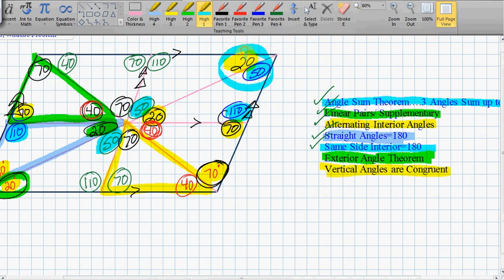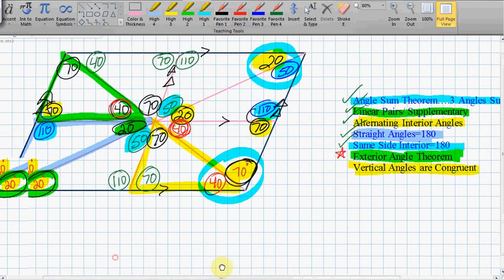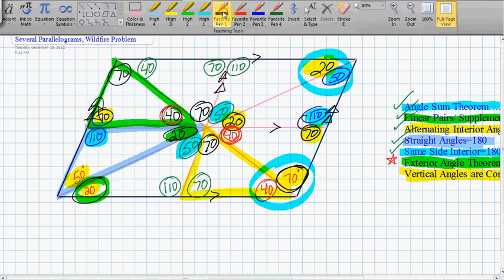If you notice, that's 70 degrees, and this is 110 degrees, and 70 and 110, that's 180 as well. And what else? Well, I didn't talk much about the tricky exterior angle theorem, but if you take the yellow triangle, for example, notice 110 is the exterior angle to that triangle, that yellow triangle.